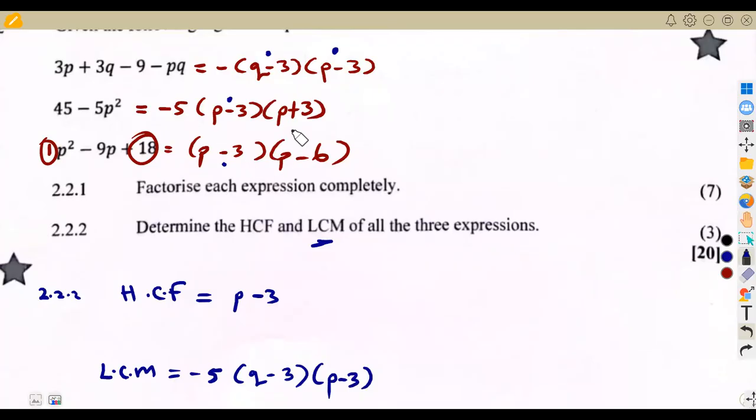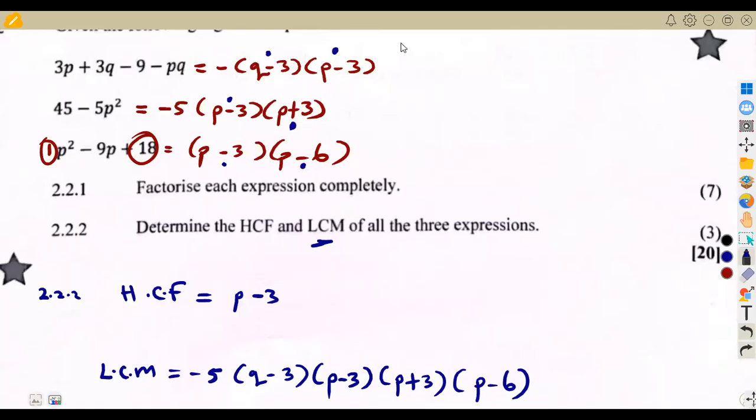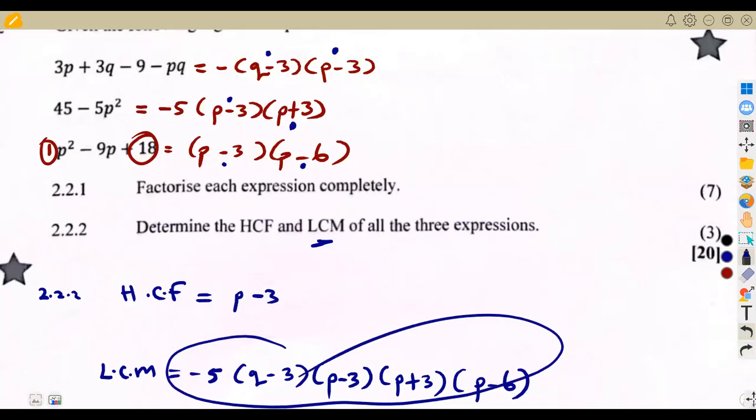We move on to the bracket of P plus 3. We can see that there's a bracket of P plus 3. It has to be there on our final answer. We are going to also have P plus 3. And also the bracket of what? Of P minus 6. So you're going to have the bracket of P minus 6, just like that. So as you can see, the LCM carries everything that is here. If you see a bracket that you wrote here and that bracket is not here, it means it's wrong.